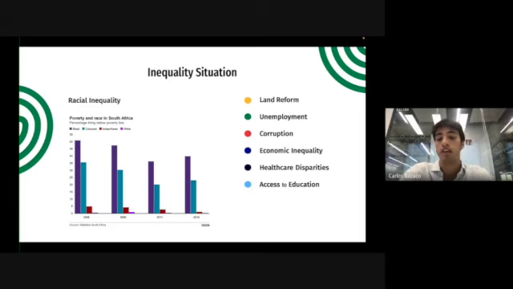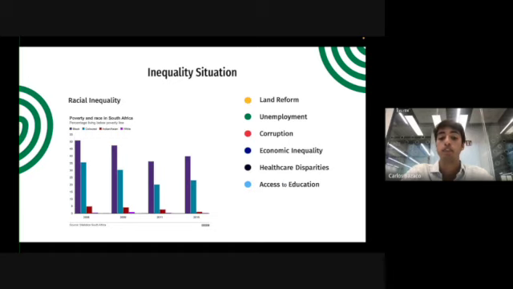In terms of corruption, we can see that there is corruption between the government and public institutions. Also, when coming to economic inequality, we can see how there is a high global income inequality ranking, and the majority of wealth and opportunities is in the hands of this white minority.